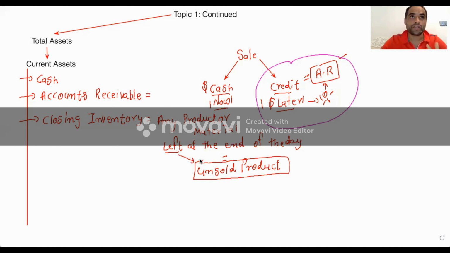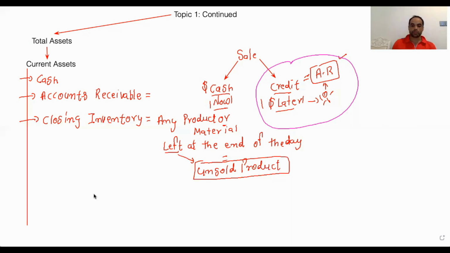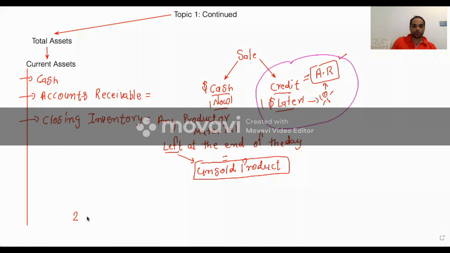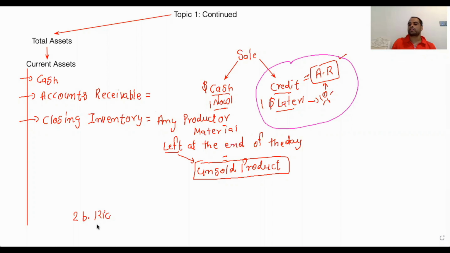For example, this morning, you wake up to cook your breakfast. So you go to the kitchen and you come to know that in your kitchen, you have 2 bowls of rice. Can you please write this down in English? Don't write in Vietnamese, I do not understand. Closing inventory. So I'm giving an example of closing inventory if you do not know.